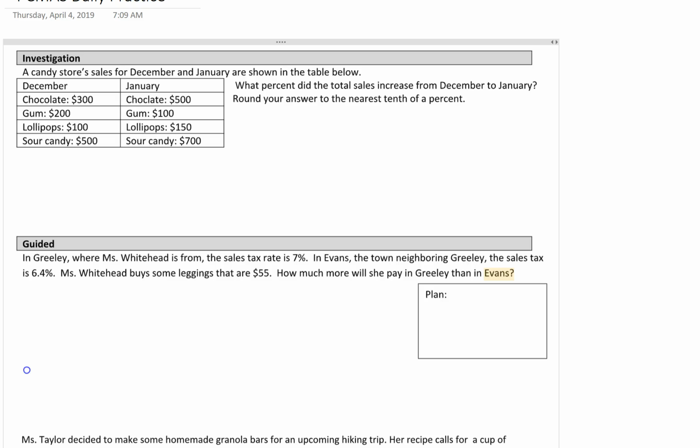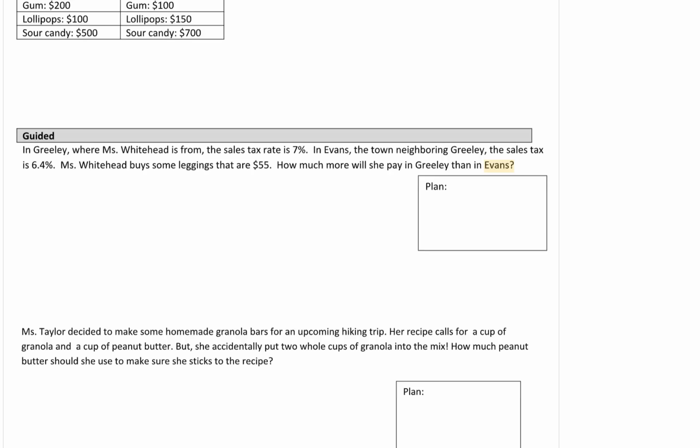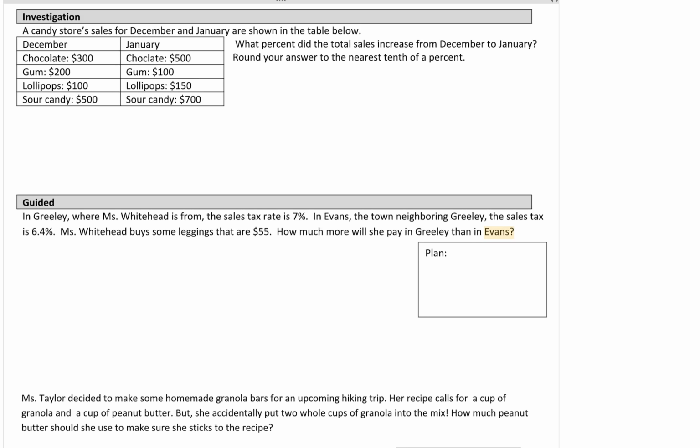Hey guys, we're on our fourth day of CMAS review and we are going to be talking about rates and proportions today. So let's get started with our investigation.